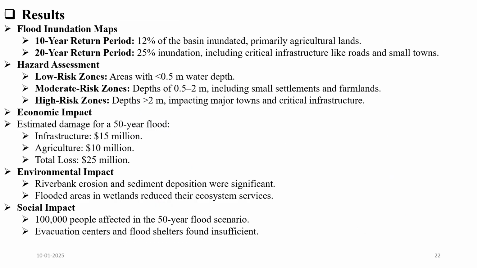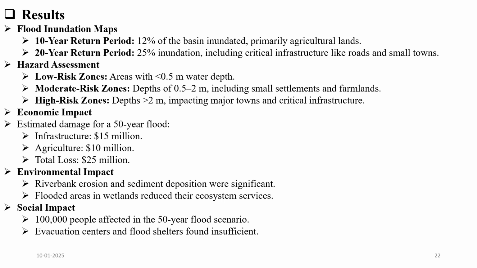The results of the Baitarani River case study: flood inundation maps. 10-year return period: 12% of the basin inundated, primarily agricultural land. 25-year return period: 25% inundation, including critical infrastructure like roads and small towns. Hazard assessment: low risk zones, areas with less than 0.5 meter water depth; moderate risk zones, depth of 0.5 to 2 meters, including small settlements and farmlands; high risk zones, depth greater than 2 meters, impacting major towns and critical infrastructure.